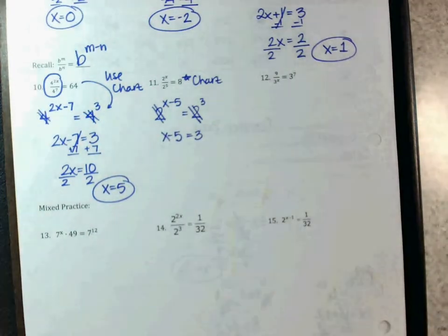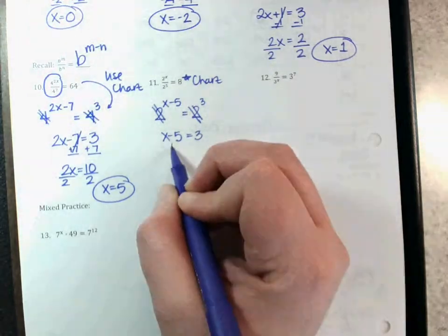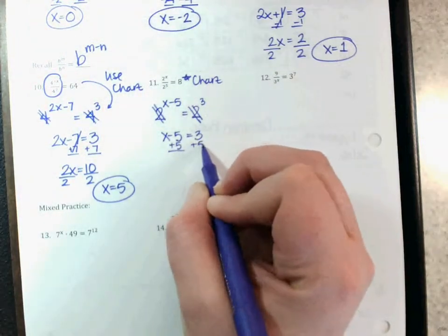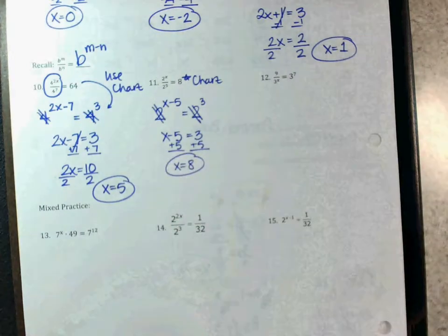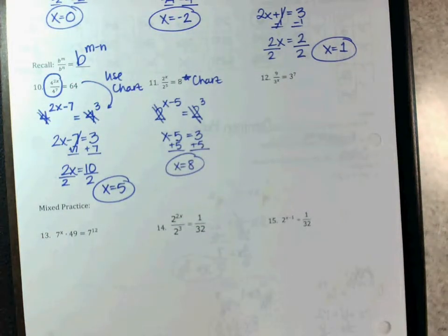What would my last step be there? Add 5. Good. Is 8. So x is 8. Perfect. Alright, number 12, you're going to have to convert it to make the bases match.